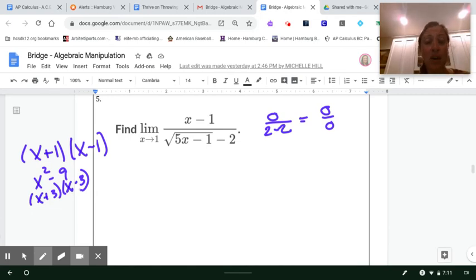So this is going to take up some room, and this can get messy in a hurry. It's not hard. It's messy. So you need to keep very neat and accurate here.